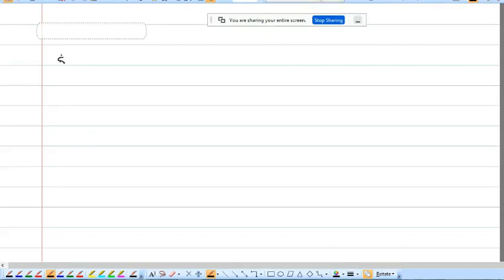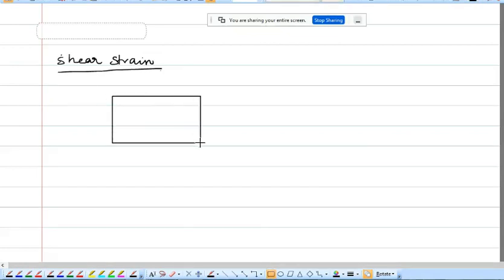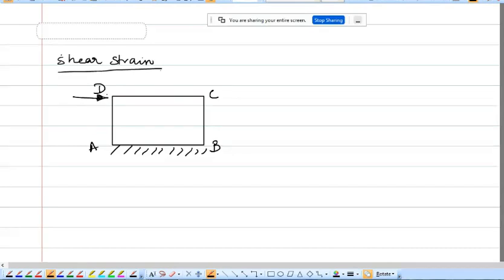Next is the shear strain. For understanding this shear strain, you consider a rectangular body like this, which is fixed at the bottom. You name this as A, B, C, and D. Since it is a shear strain, we have to apply a shear force. So I am applying a force P parallel to the face AB along CD.